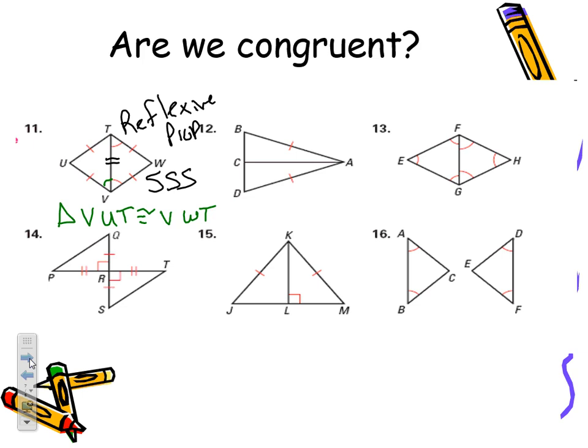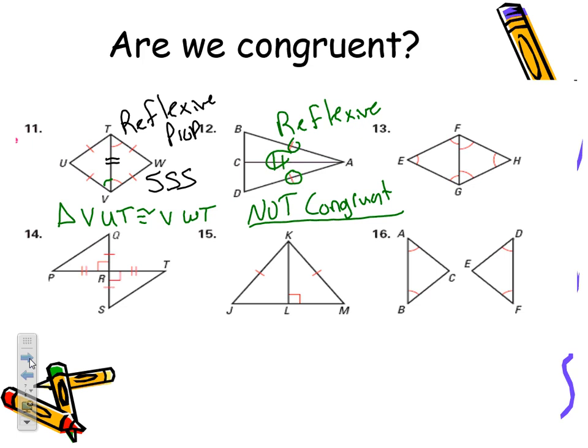If we go to number 12, we can write reflexive property. If we have the reflexive property, but if we look at this, we still only have 2 pieces of information for our triangles, so there's not enough information, so we're going to write not congruent. All right, moving on to number 13. 13, here we go. We have lots of angles. So this one will be what? Angle, angle, angle, but we know that this doesn't work, so we're going to write not congruent.